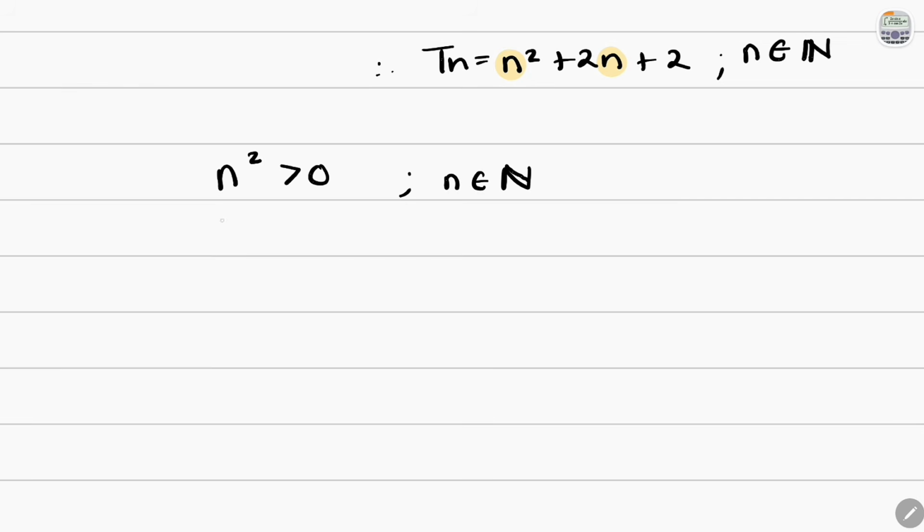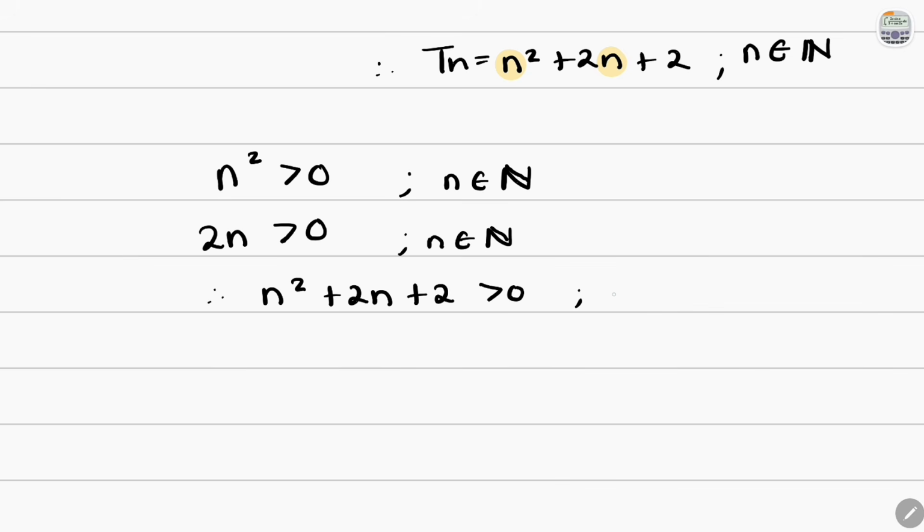And we also know that 2n is also going to be greater than 0 because n is an element of the natural numbers, and you're just multiplying by 2. So this will conclude that the entire expression, n squared plus 2n plus 2, is just adding to what is already positive. It will still be positive. It's always going to be positive for all values that are natural numbers, and even real numbers, really.